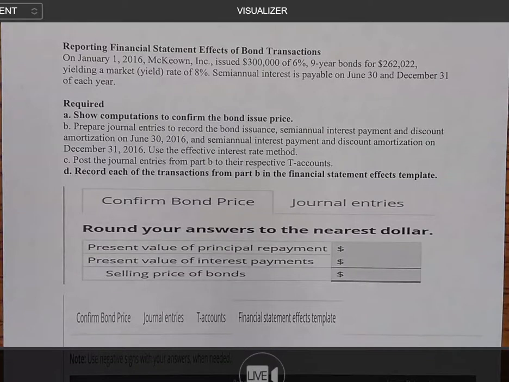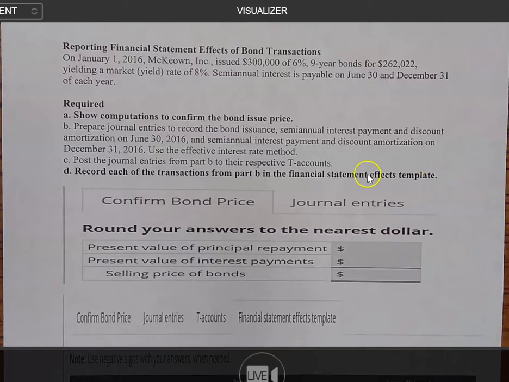All right, let's take a look at the third and final video that we're going to make on this same exercise. Just so you know, in a previous video we did requirements A and B. Then we have another video where we redo requirements A and C. And now we're going to do requirements A and D, which involve a financial statement effects template or tabular analysis, whatever you want to call it.